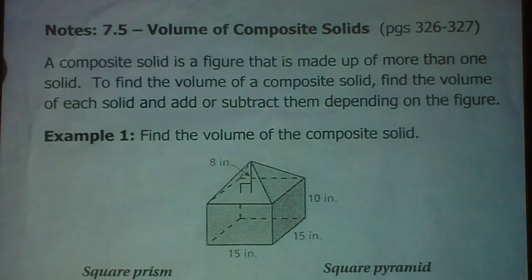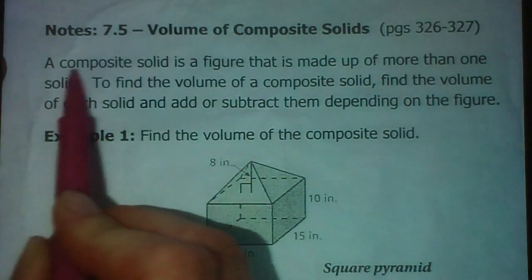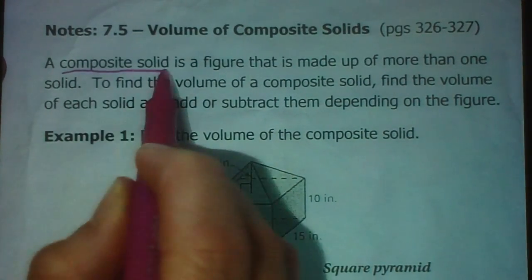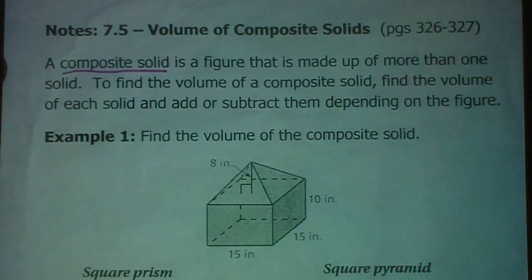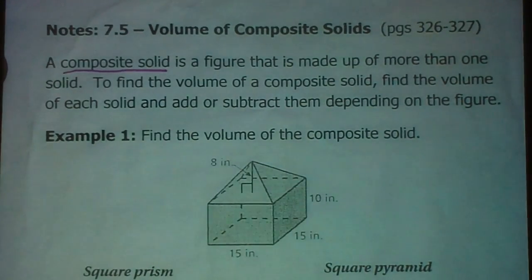Welcome back. This is a vocabulary word that you had in Unit 6. A composite solid is a figure that is made up of more than one solid, so 2 or 3 solid pieces put together. To find the volume of a composite solid, find the volume of each solid and add or subtract them depending on the figure.